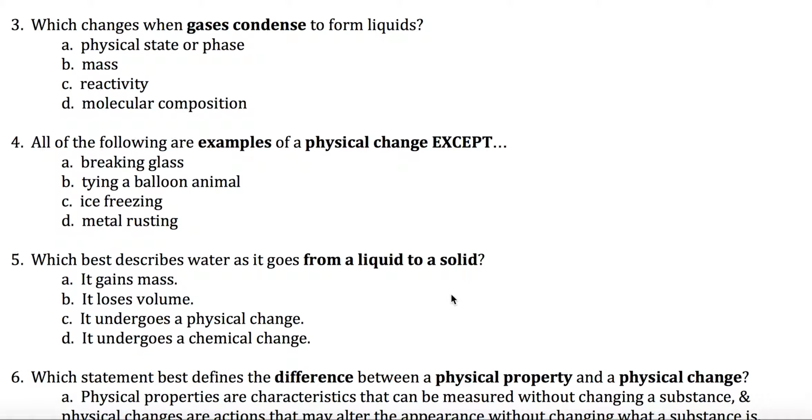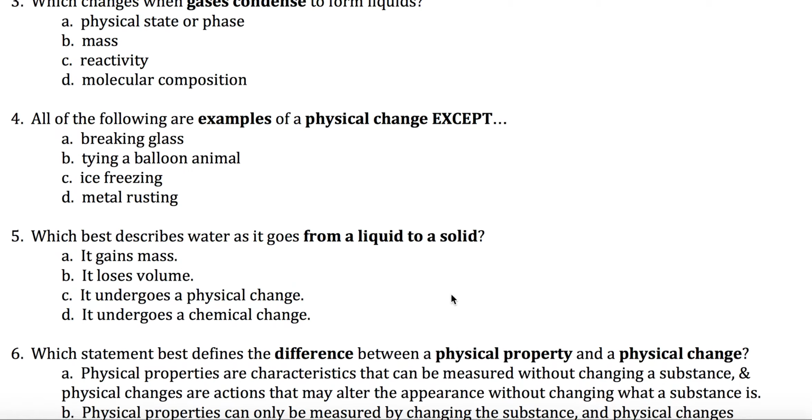Question 5. Which best describes water as it goes from a liquid to a solid? A. It gains mass, B. It loses volume, C. It undergoes a physical change, or D. It undergoes a chemical change.